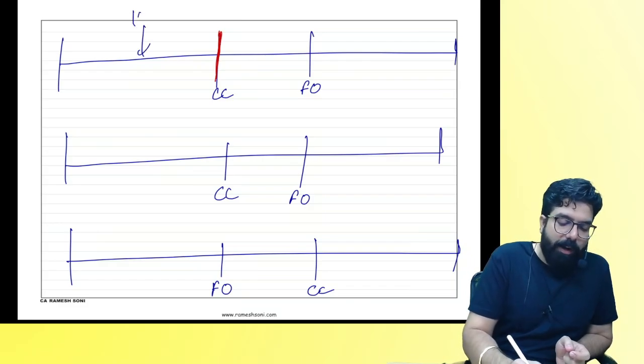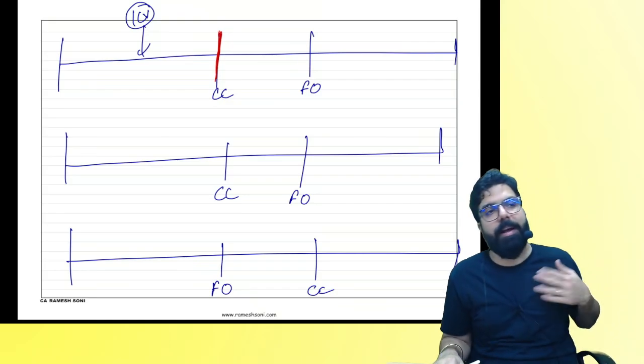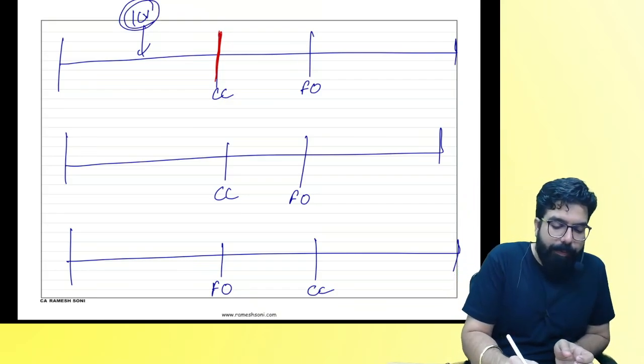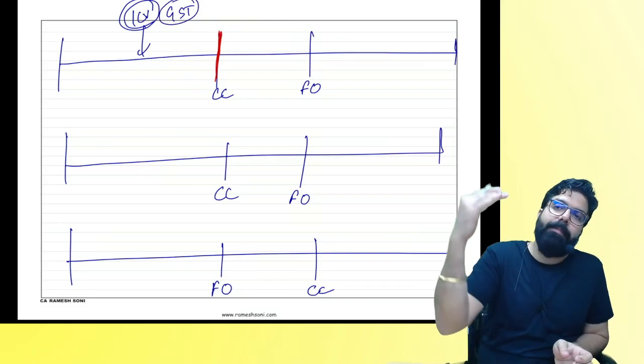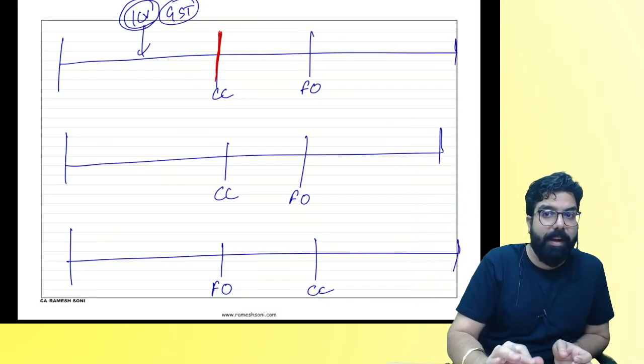I received 1 crore rupees for sale of flat. I'm a builder. Will GST come? When I'm registering the flat, stamp duty will also come, but forget that. Will GST come?